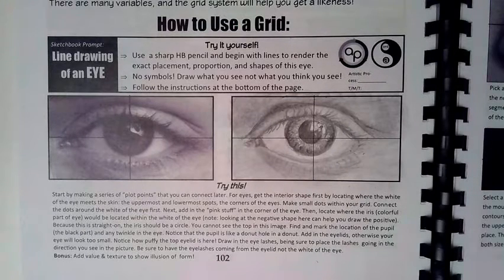I hope this demonstration has helped you to figure out how to plot the different placements, proportions and shapes using a grid, and you can transfer this information to any feature, any object really, that you want to work in a grid with.